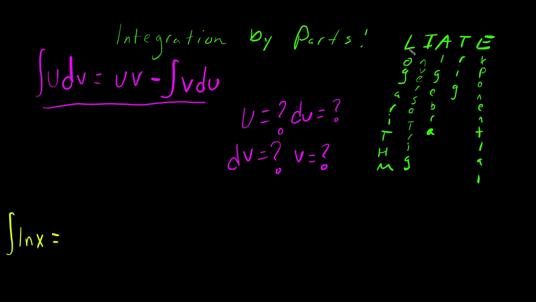So first you have logarithm. If you look at a problem and there is a logarithm, then that's what your u is. And then inverse, if there's not a logarithm but there's inverse trig, then that's what your u is. And then same thing, algebra, if there's not inverse trig or logarithm, and you just go down. And at the end, if there's nothing else but exponential, then that would be what your u is.